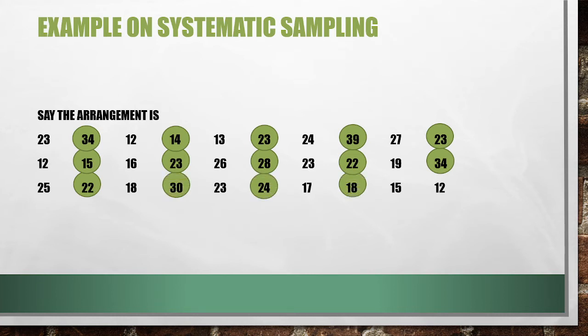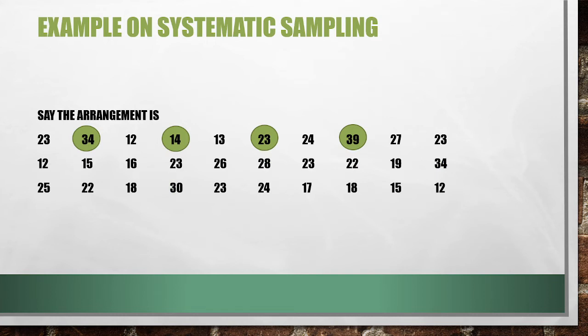So in here, actually class, makikita nyo na we have here a sample size which is 14. So we have 1, 2, 3, 4, 5, 6, 7, 8, 9, 10, 11, 12, 13, 14. So that will be our way of doing systematic sampling.